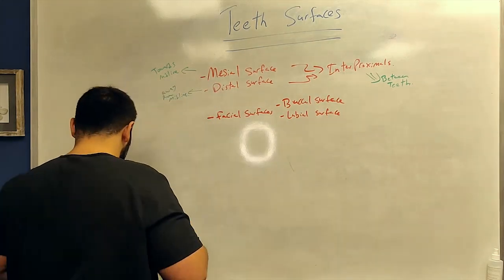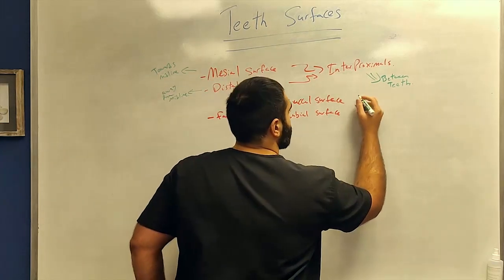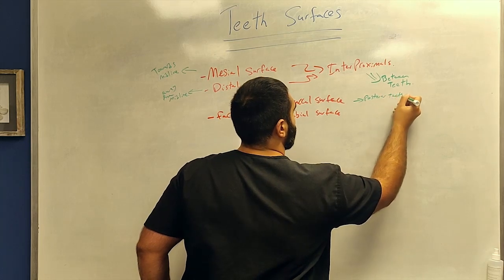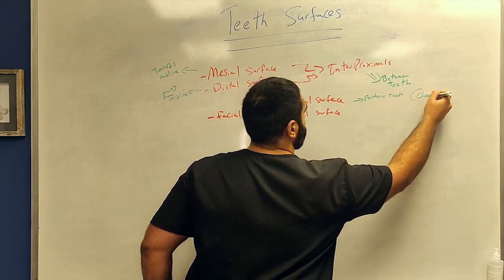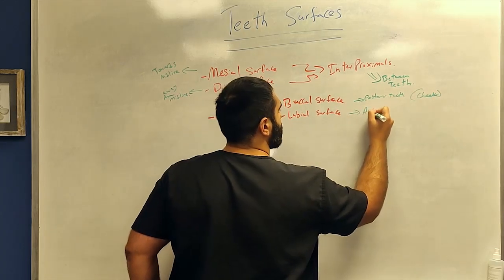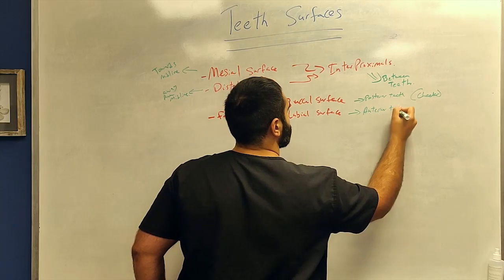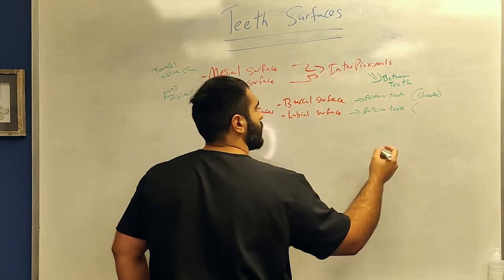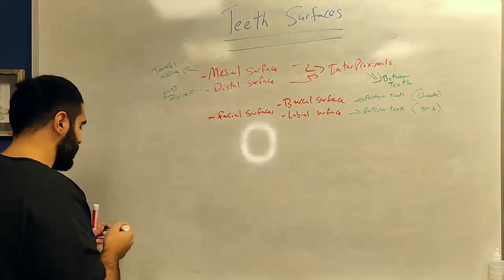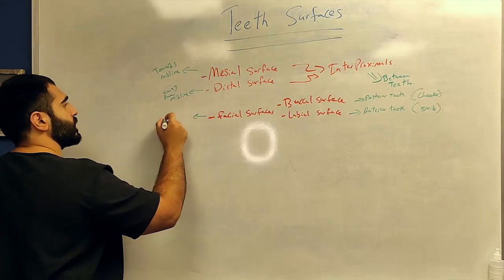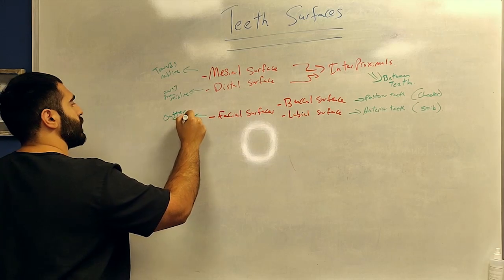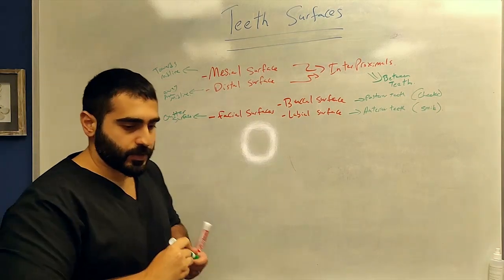Now the buccal surface is, I'll write it as a note, posterior teeth, and I'll write cheeks as a point because it's facing your cheeks, and labial is anterior teeth, and it is facing, or I'll just write smile, right? I'll add the note here and say outer surface.